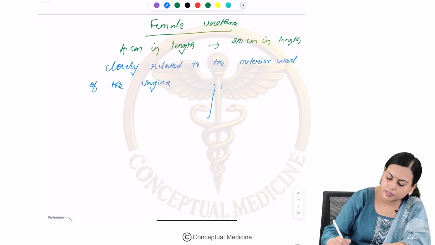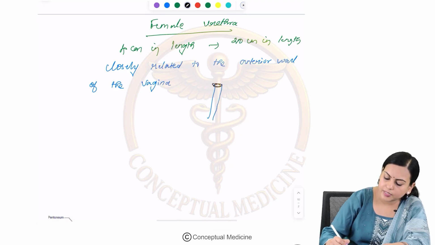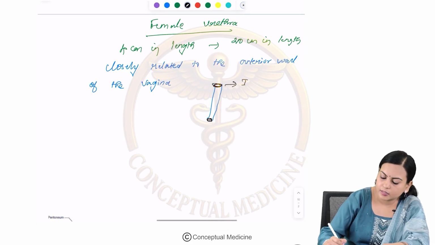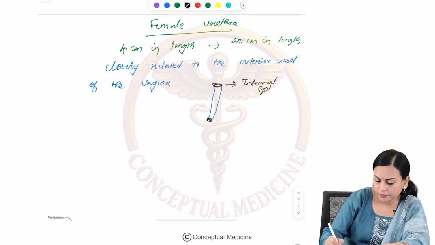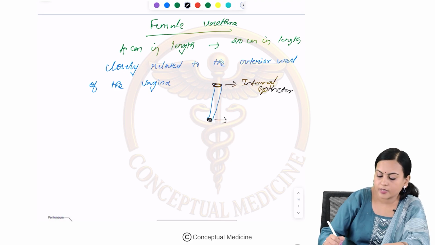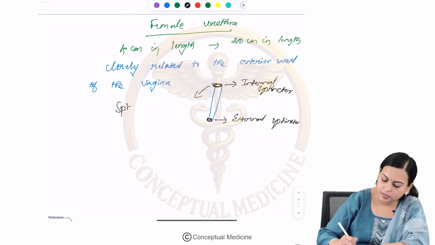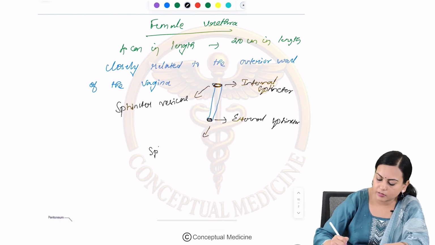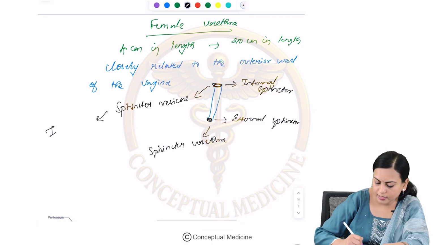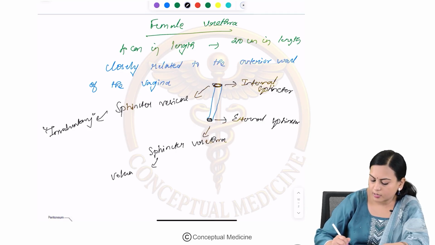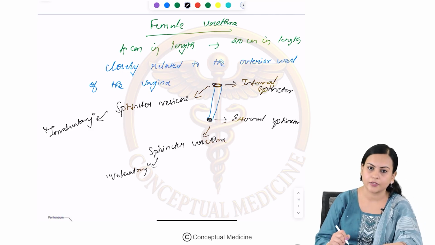This is a narrow membranous canal. You have two sphincters. One is the internal sphincter. Another one is the external sphincter. The internal sphincter is otherwise known as sphincter vesicae and the external sphincter is otherwise known as sphincter urethrae. Basically, this is an involuntary sphincter and this is a voluntary sphincter which we can control.